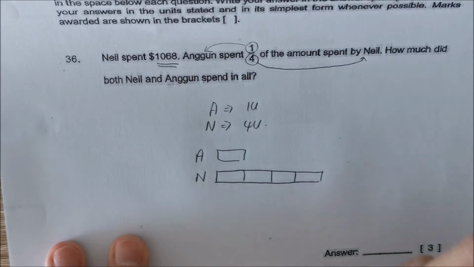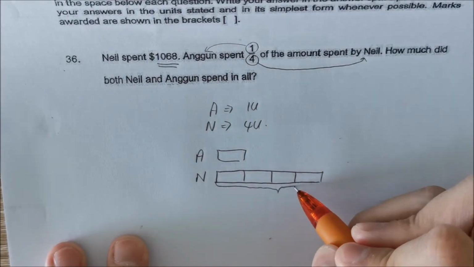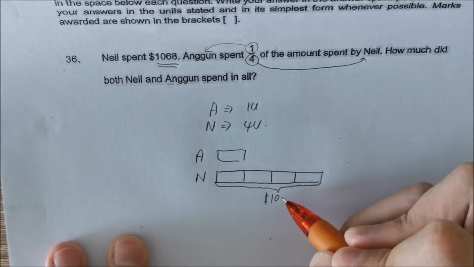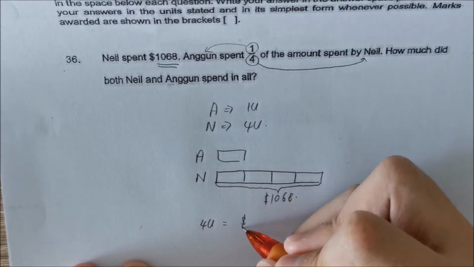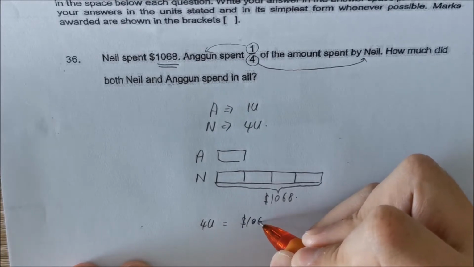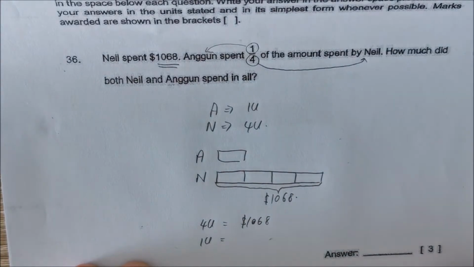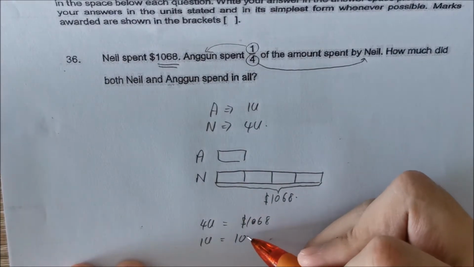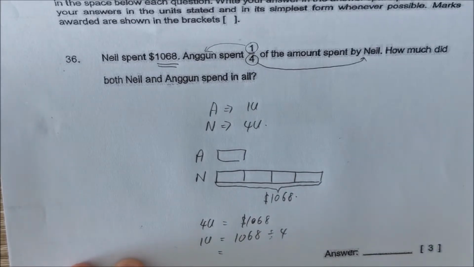Can you see this $1,068 is actually what Neil has, or what Neil spent. So this 4 units would be 1068. 4 units gives us 1068. 1 unit will give us 1068 divided by 4.